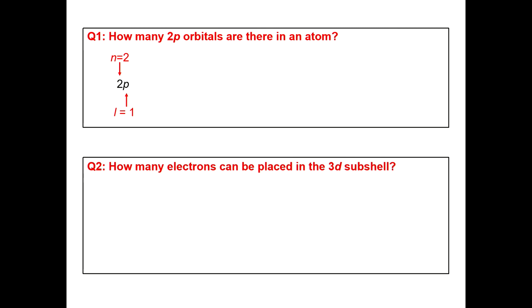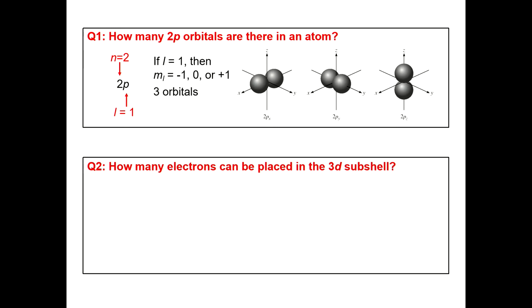Now we need ml. If l equals 1, then ml can be minus 1, 0, or plus 1. So there are 3 values, which means 3 orbitals. Good. So these 3 orbitals have 3 orientations. So for 2p, it has 3 orbitals.